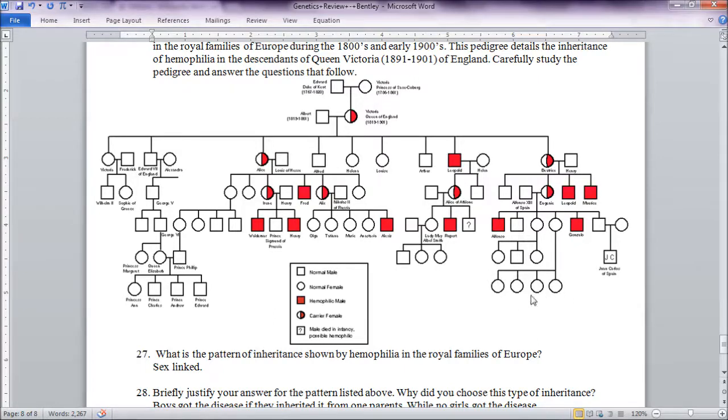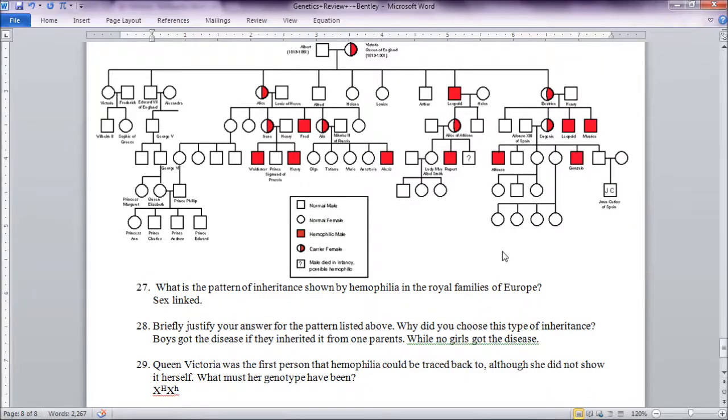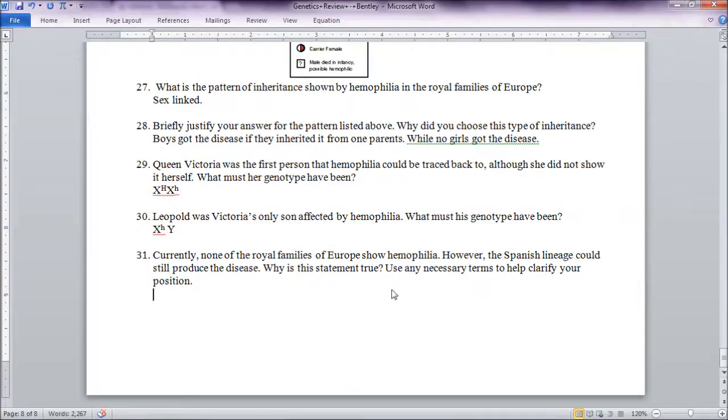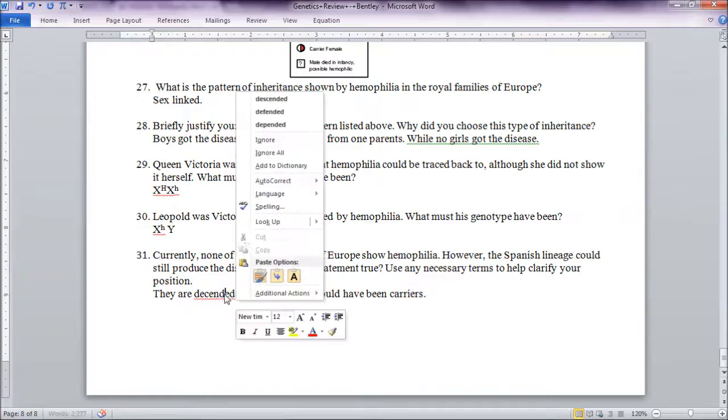If their father doesn't have the disease, which he doesn't, or we'd have to show it, and their mother is a carrier, one or two of them, or three, or all of them may have received a bad copy from mom. So we'll never know until somebody tests them or they give birth to a hemophilic male. So that is why it's true. They are descended from people who could have been carriers. And I'm going to call it at that.